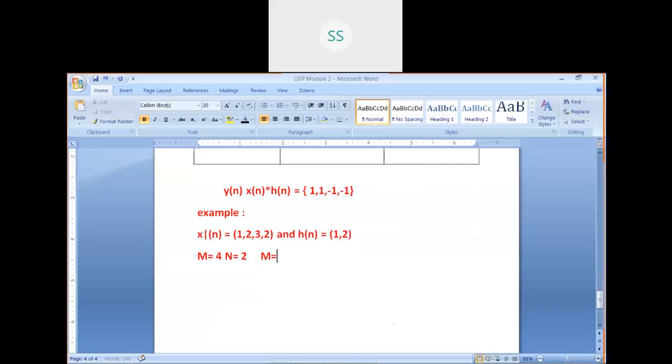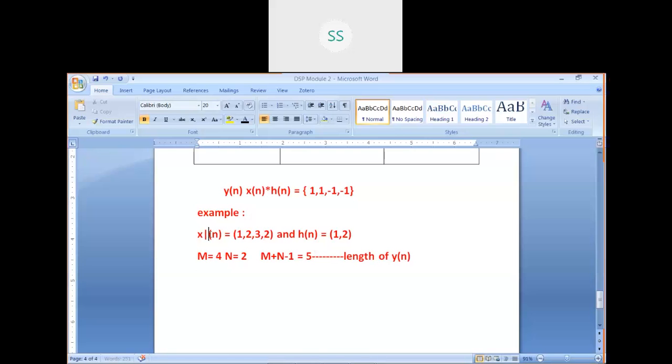So your m plus n minus 1 will be equal to 5 plus 2 minus 1, so now it will be 6. Actually, what is this number? This shows the length of your resulting sequence, the length of y of n. What is y of n? It is the output of the linear filtering operation. So now you will have to adjust the length of x of n and h of n to this length.